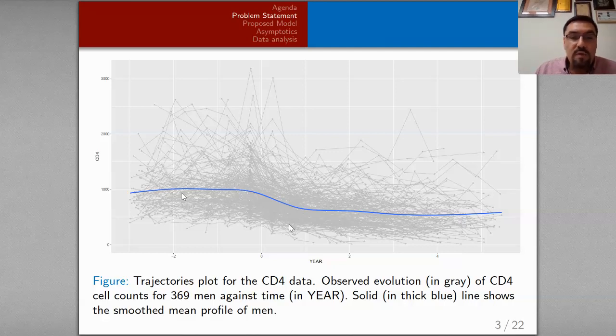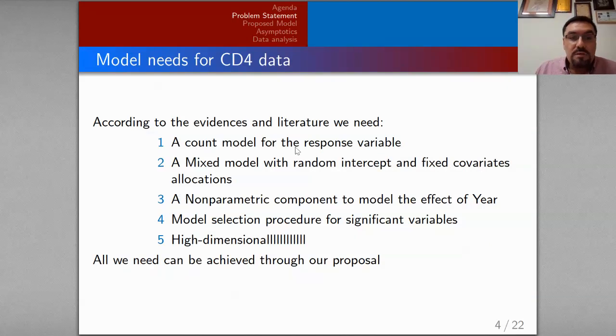We have a set of longitudinal data. We consider a count model for the response variable. We also consider a mixed model and take the intercept as the fixed covariate. As I previously showed you, the non-parametric component is the year here. We also intend to do a model selection procedure, or we want to significantly select the variables with automatic selectors. And finally, we consider a high-dimensional setting in which the number of variables grows with the number of samples. This is the theory part of the work.